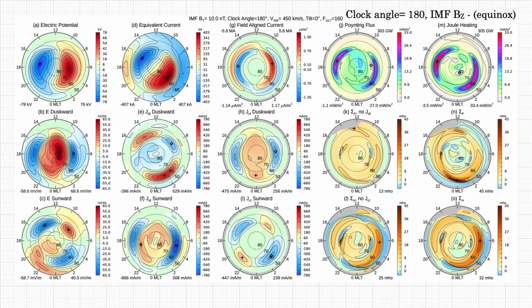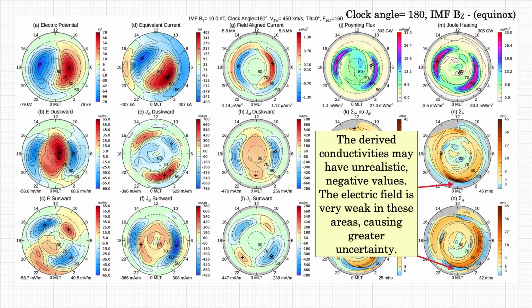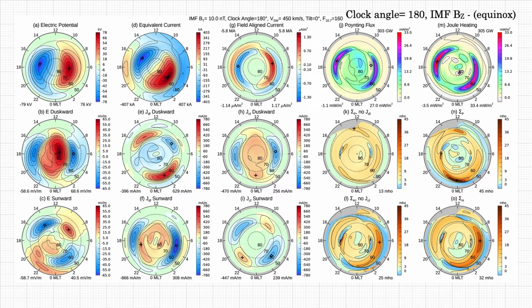Below the Joule heating are the maps of the Pedersen and Hall conductivities that are derived. These maps show the expected enhancements of the values within the Rho zones. There are places where these derived conductivities may have unrealistic or negative values. The electric field tends to be very weak in these areas, causing greater uncertainty. And in places, the equivalent current functions do not exactly agree with the electric potentials.